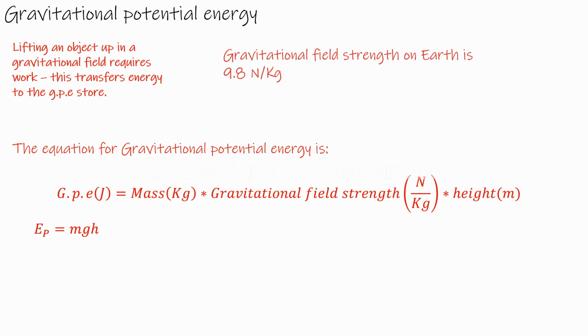Now, it should be noted that the gravitational field strength on Earth is 9.8 newtons per kilogram. The question will always give you this, so you don't have to remember this. However, most examples will be using Earth.